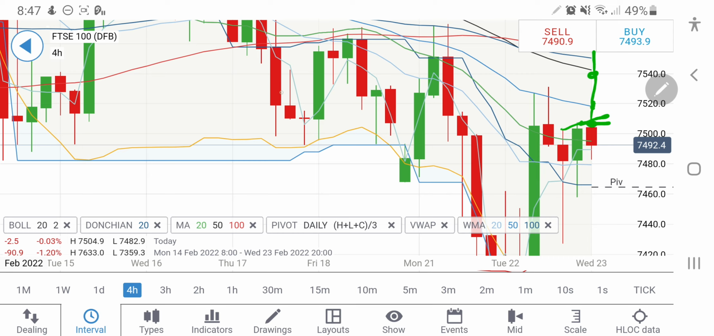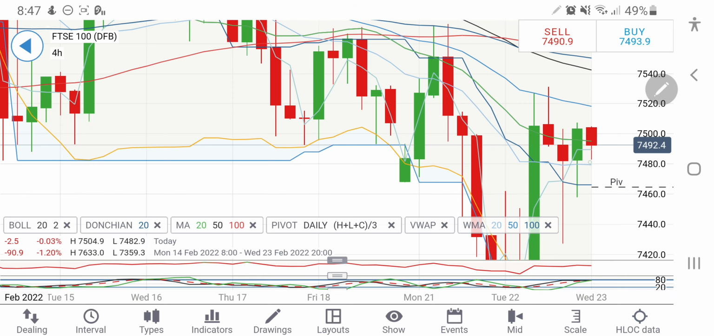And yes, below on the downside, take a short entry at 7480 here. And if you see it breaking 7480, the nearest support is at around 7465 levels and 7460 levels.